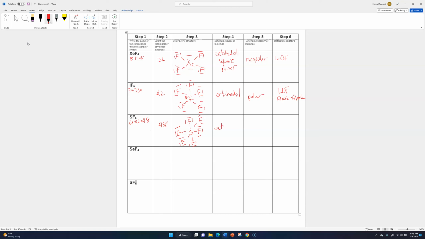So this is octahedral. And it's the same element all around, so it's symmetrical, which makes this non-polar, which means just LDF, and you're done.